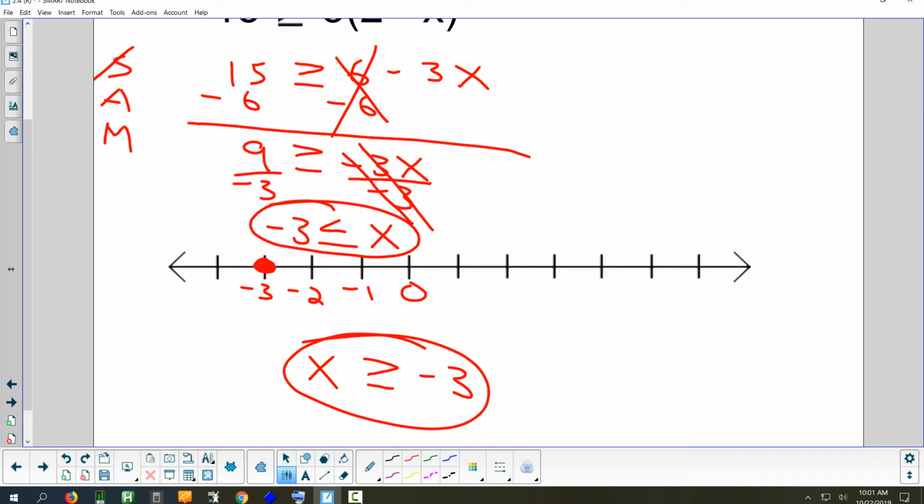I shaded out like there's negative 3. So you shaded which way? Well, when it's set up as letter, symbol, number, this symbol tells you which way to shade, right? Doesn't matter what this number is. It just matters which way this is pointing. So that's pointing to the right. So we're going to shade to the right.